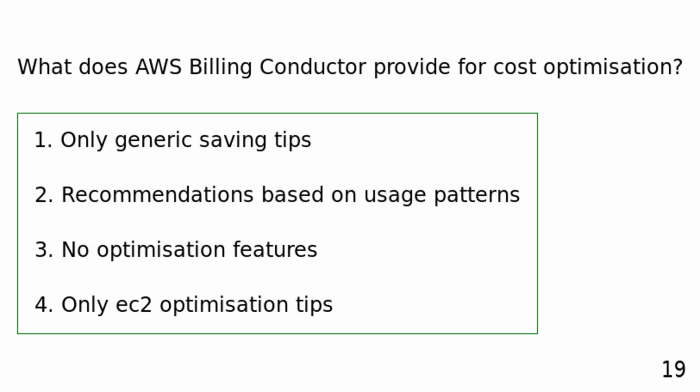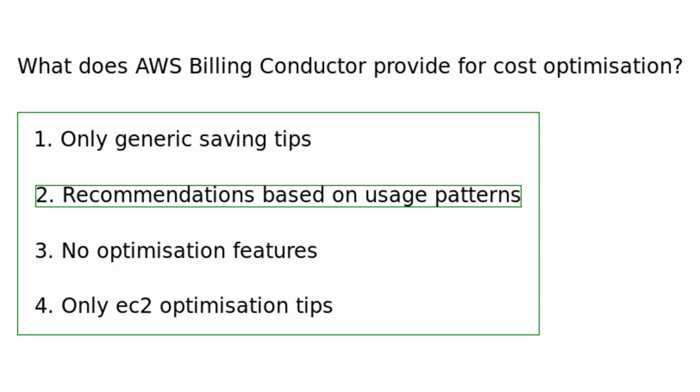What does AWS Billing Conductor provide for cost optimization? Only generic saving tips. Recommendations based on usage patterns. No optimization features. Only EC2 optimization tips. AWS Billing Conductor provides cost optimization recommendations based on usage patterns, suggesting ways to reduce spending.